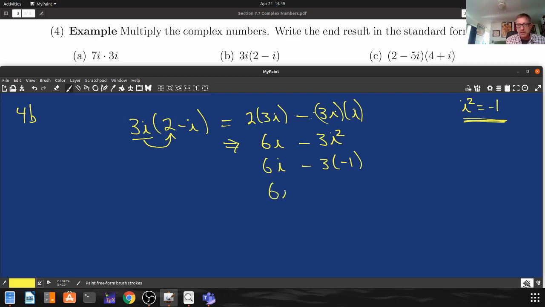So this is 6i minus 3 times minus 1 is plus 3. So this is 3 plus 6i. I'm quite happy if you write it this way, but this is the traditional way. The real part comes first, and the imaginary part comes second.